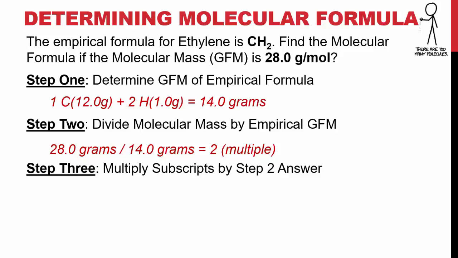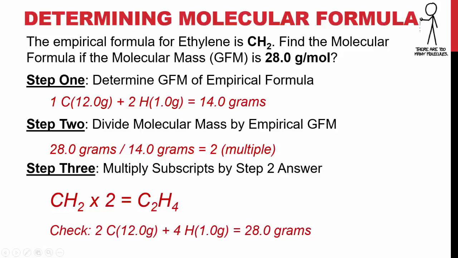The multiple of 2 means you take our empirical formula, which is CH2, and you multiply all the subscripts by 2, which means you get C2H4. That is our molecular formula. So to check yourself, you could say that 2 carbons is 24, plus 4 hydrogens is 4. 24 plus 4 is 28, and that is also our given molecular mass.